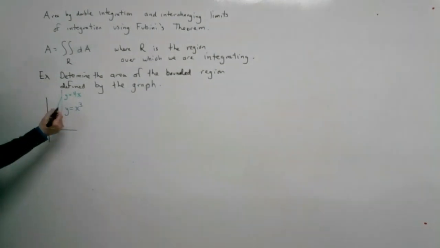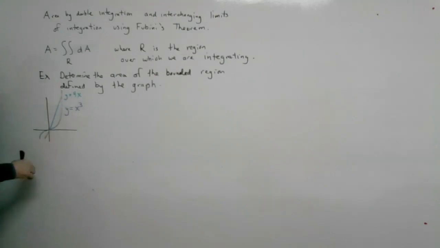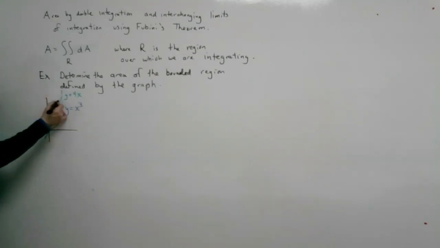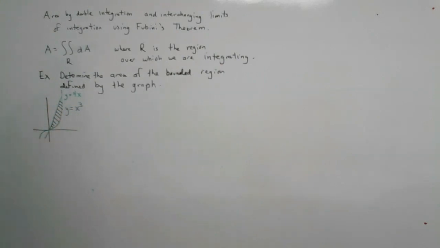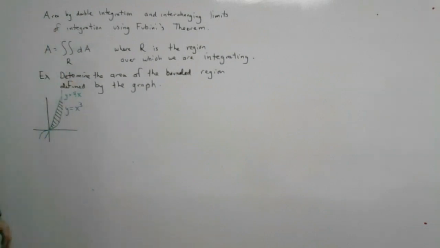Our example is going to be to define the area bounded by this region. In this graph, y is equal to 4x, which is the green curve, and y is equal to x cubed, which is the blue curve, and I'm trying to find the area of this particular bounded region right here. In order to do this, we need to determine the limits of integration that are defined by R, and we're going to do it in two different ways.